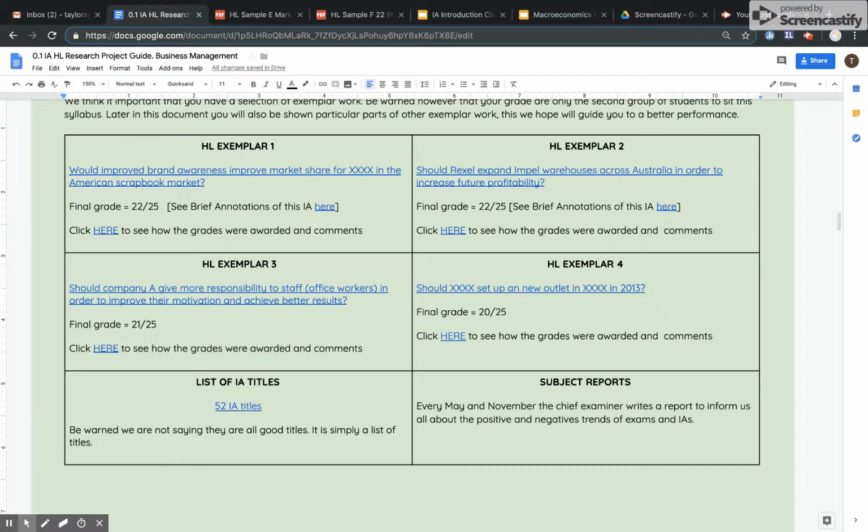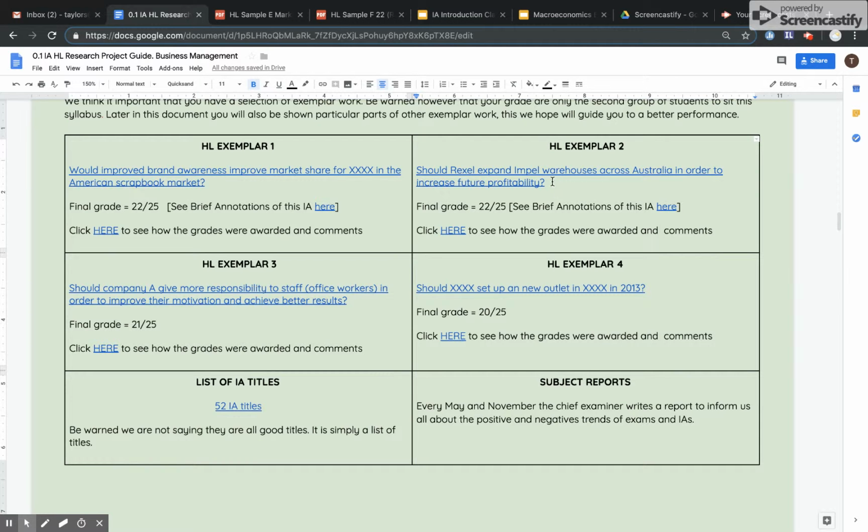Hey y'all, we're going to look at the second exemplar IA over here. So this is Rexel, I believe, a French company that has offices in Australia, and it's should they expand or not. So it's kind of a very binary: should they do this, should they not do this, which is a good tactical question to ask for your IA.